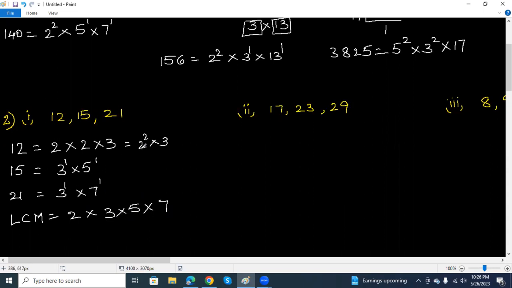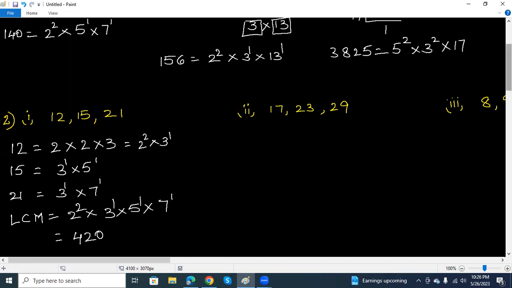So what is the greatest power of 2? Square only. The greatest power of 3 is 1 only. Here also 1, here also 1, everywhere 1 only. 5 greatest power is 1 only, 7 greatest power is 1 only. So the LCM becomes 2 squared, which is 4. 4 threes are 12, 12 fives are 60, 60 sevens are 420. So the LCM is 420.